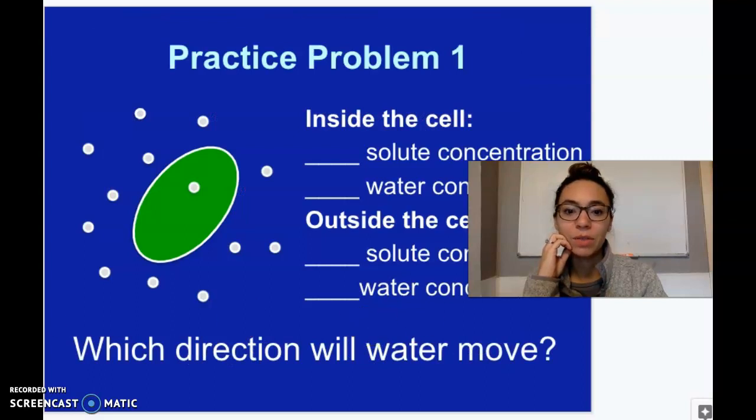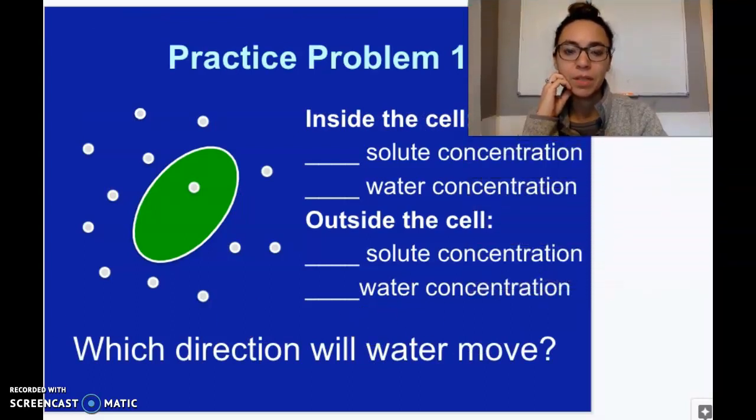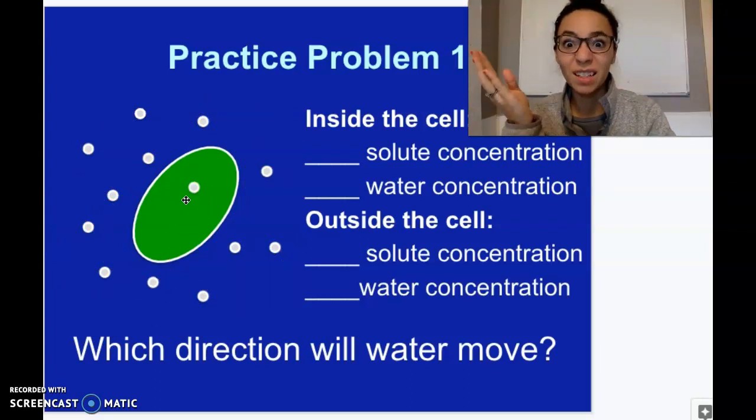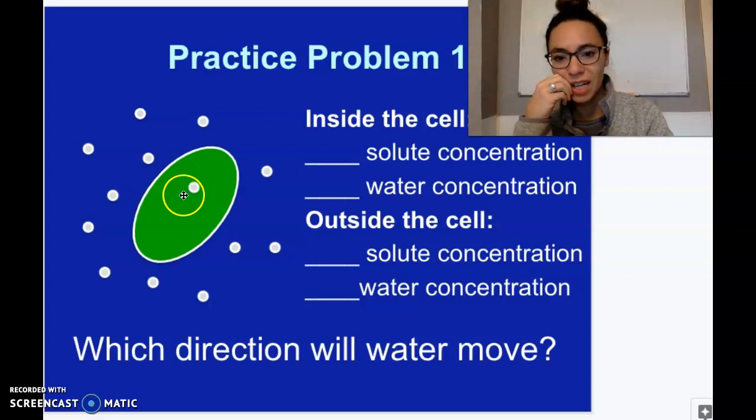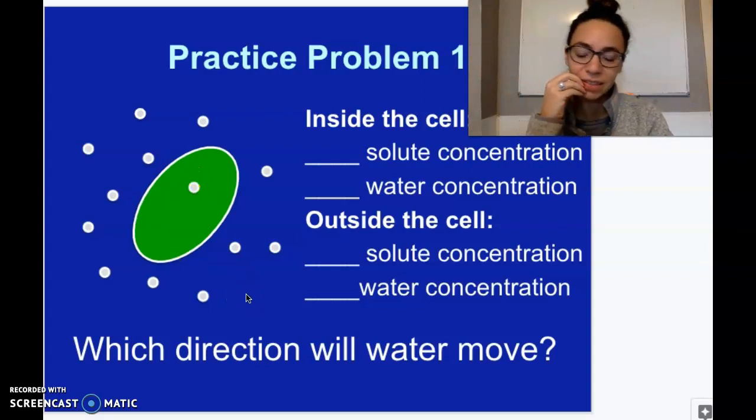All right, now let's do some practice problems here. I'm going to move myself so you can see. Okay, so I want you to take a second, pause the video, and see if you can figure out what's going on here. What direction will water move? So we've got a higher concentration of solutes outside the cell compared to inside the cell. Solutes suck, right? So the water's going to get sucked out of the cell.